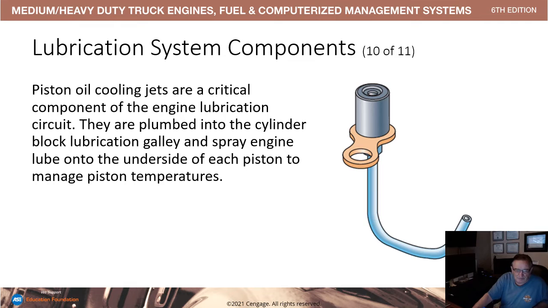Lubrication system components. Piston oil cooling jets are a critical component in the engine lubrication circuit. They are plumbed into the cylinder block lubrication gallery and spray engine lube to the underside of each piston to manage piston temperatures. With Cummins engines, they're located inside the crankcase, and with PACCAR engines, the actual fitting is located on the outside, and only the tube goes through the crankcase and is aimed at the bottom of the piston.